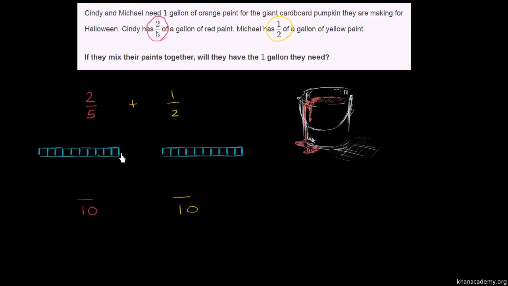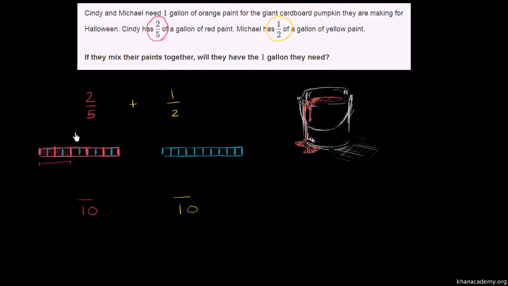If we were to divide this bar into fifths, let me do it in that same color. So this is 1 division, 2, 3, 4. Notice, if you go between the red marks, these are each a fifth of the bar. And we have 2 of them, so we're going to go 1 and 2. This part of the bar represents 2/5 of it.